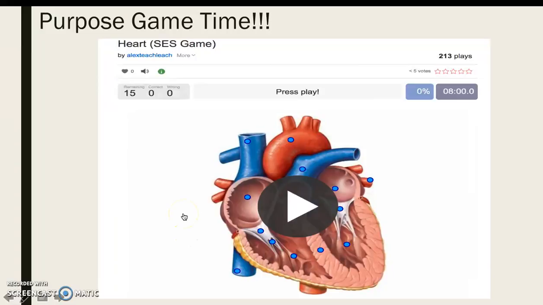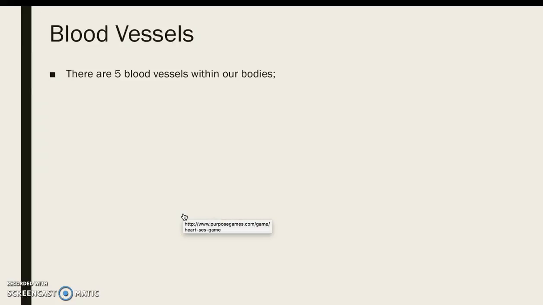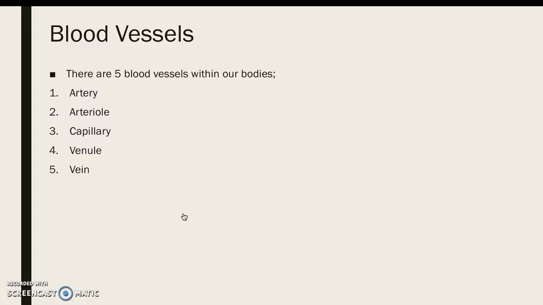So, back to the PowerPoint. Onto blood vessels. There are 5 blood vessels within the body. These are artery, arteriole, capillary, venule and vein. So arteries pump oxygenated blood to the body. They have narrow lumens, and they are also fairly strong as they pump blood at high pressure. Arteries carry blood away from the heart, and only one artery carries deoxygenated blood. This artery is the pulmonary artery, and this is the only artery that carries deoxygenated blood.